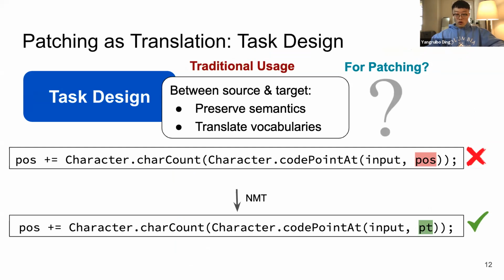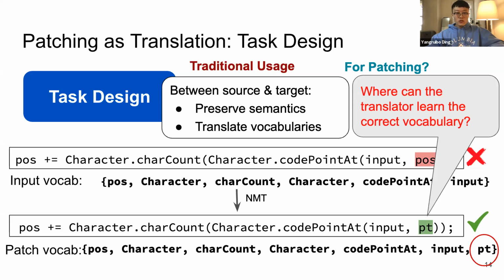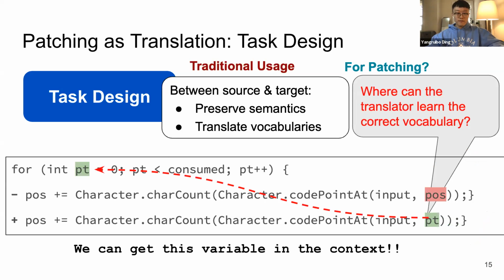Remember, the goal of the traditional translation task is to translate the vocabulary while preserving semantics. Now, let's look at the patching example. To fix the bug, the patch actually introduced a new semantics, a new token PT, which is not part of the input vocabulary. So where can the translator learn about this correct candidate?